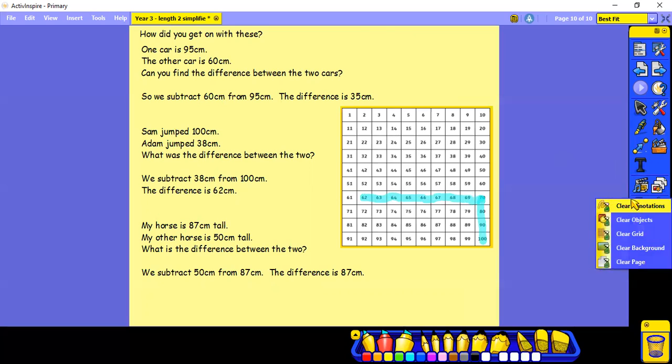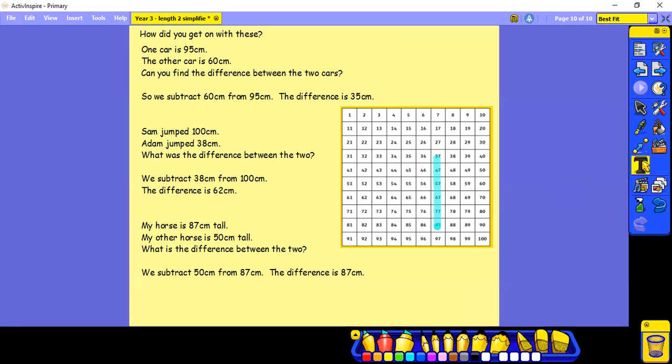Let's have a look at the next one. My horse is 87 centimetres tall. My other horse is 50 centimetres tall. What is the difference between the two? So again, I subtract 50 from 87. So let's have a look. We start at 87 and we're going to take away 50. So we're going to go 10, 20, 30, 40, 50. So the difference is 37.